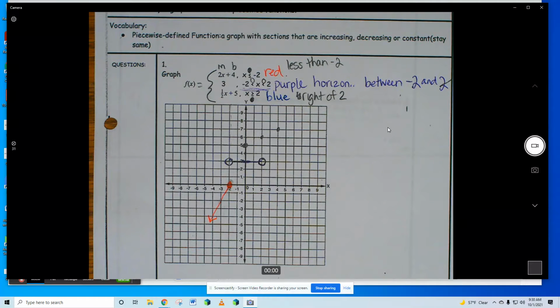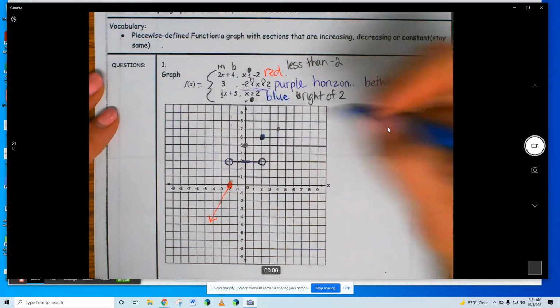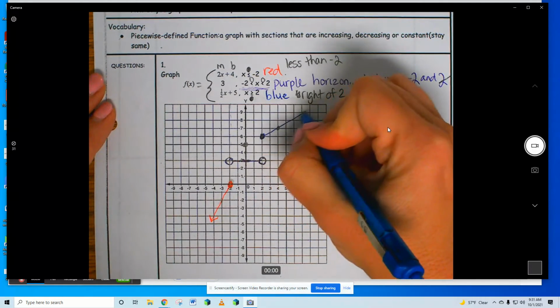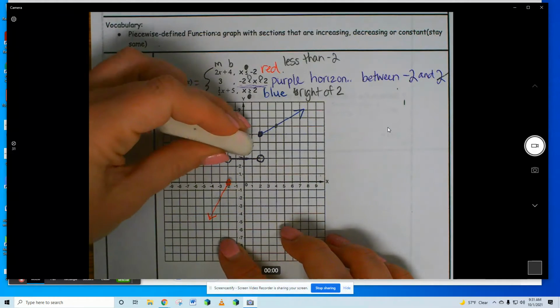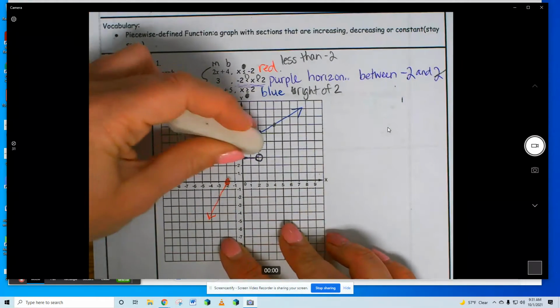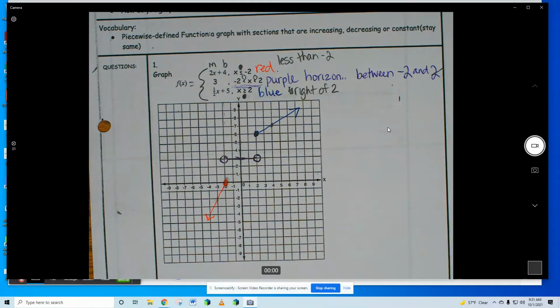Here's +2. So there's a dot. This one's going to be closed, and I only want larger than the line, to the right of the line. So in blue, I'll do my closed circle on the 2 line, and I only went to the right. So I don't even want my y-intercept anymore. And those are my 3 equations.